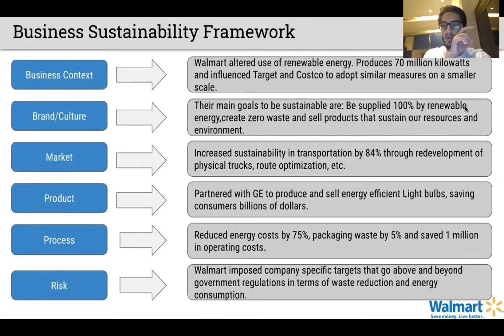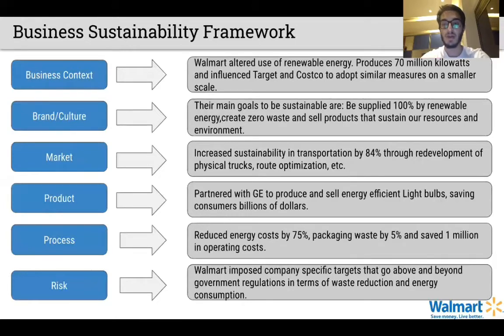And that's why Walmart produced 70 million kilowatts and influenced Target and Costco to adopt similar measures on a smaller scale. Moving on to the brand culture, as we know, since Walmart wanted to be viewed as a company whose brand image is intertwined with sustainability, there had to be major goals. And indeed, they did set those major goals, as follows. Their main goal was to be sustainable.